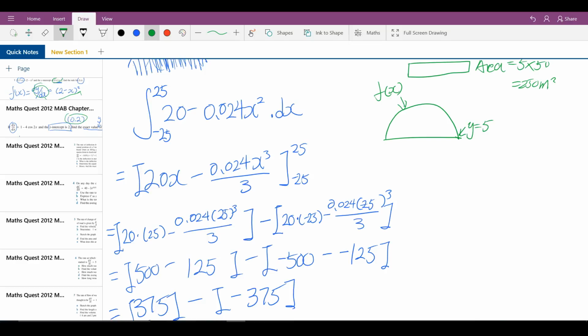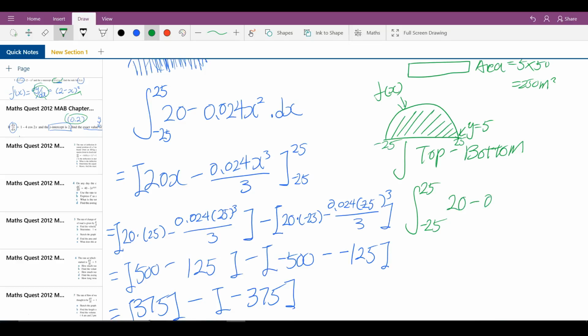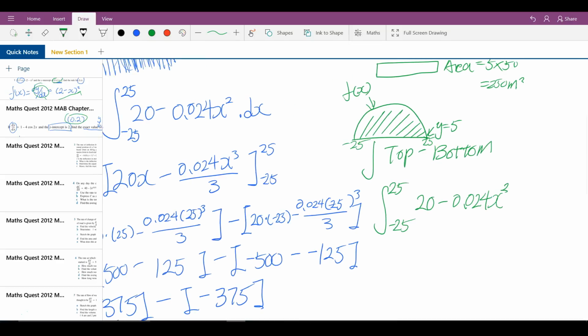Right? So if you want to find the area between these two lines, you have to use the top one minus the bottom one, and then you integrate it. So the domain is still 25 to negative 25. That doesn't change. And now this is your f of x. So f of x is 20 minus 0.024x square. Now minus the bottom function, which is 5, and then integrate with respect to x.